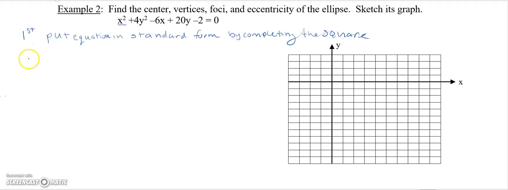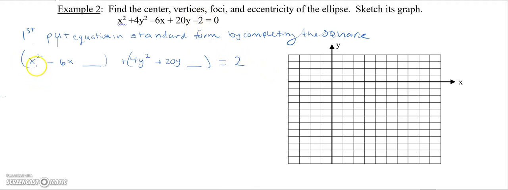So to do this, I'm going to group my x's. I'm going to rearrange it so I have my x squared, and then my x term, and then I'm going to leave some space, and then my y squared, so 4y squared, plus my 20y. I'm going to group my x's together, and then group my y's together, with a little bit of space. And then I'm going to take my constant 2 and add it to the other side.